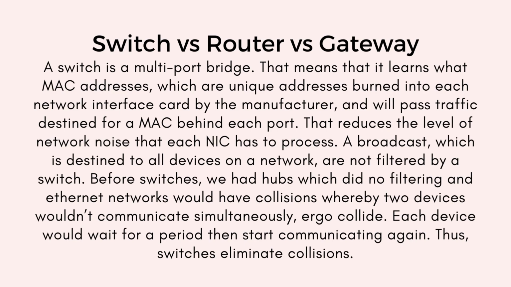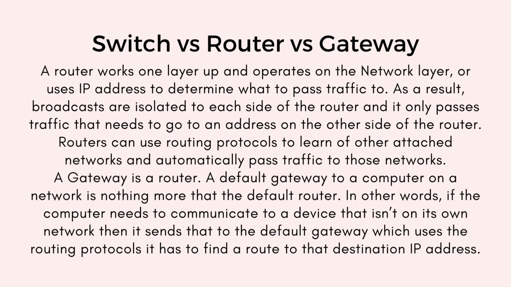Before switches, we had hubs, which did no filtering. And Ethernet networks would have collisions, whereby two devices communicating simultaneously would collide. Each device would wait for a period, then start communicating again. Thus, switches eliminate collisions. A router works one layer up and operates on the network layer, or uses IP addresses, to determine what to pass traffic to.